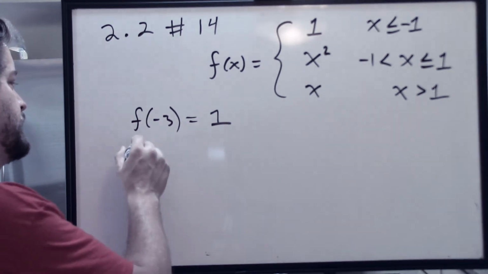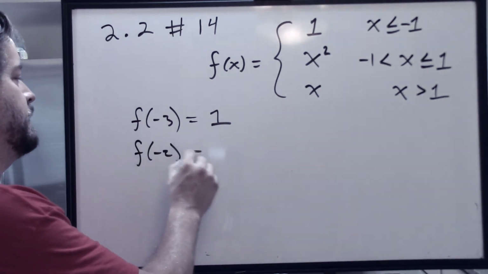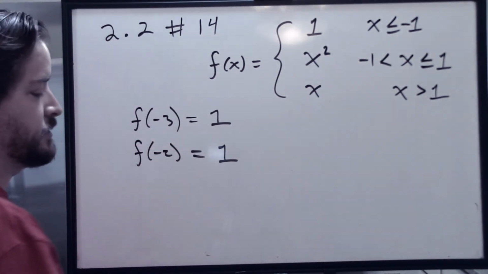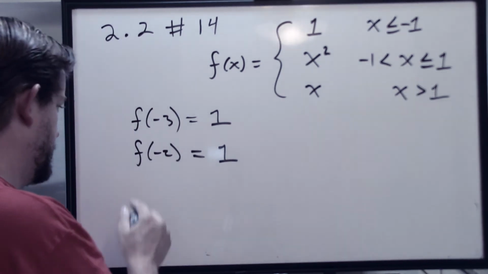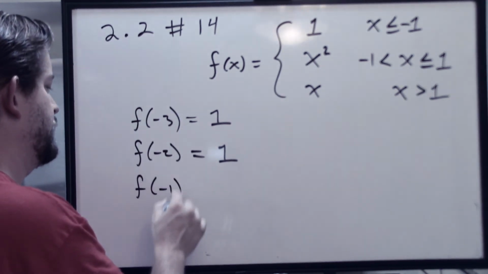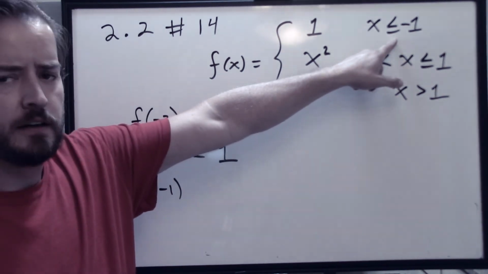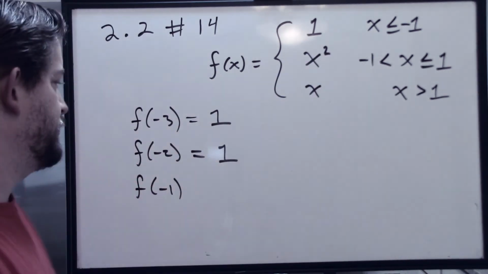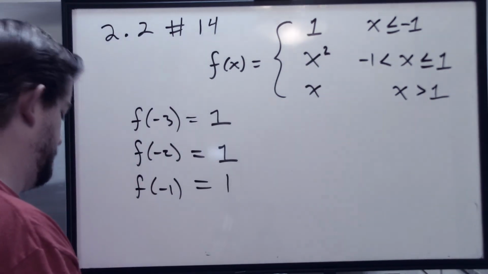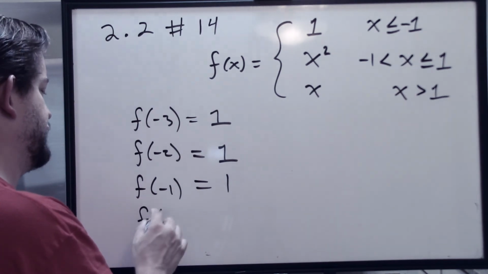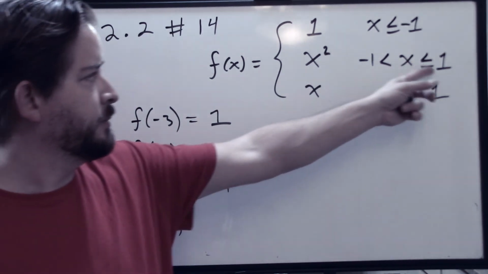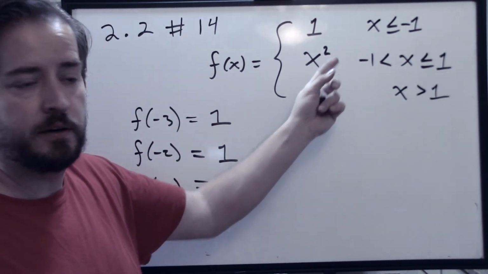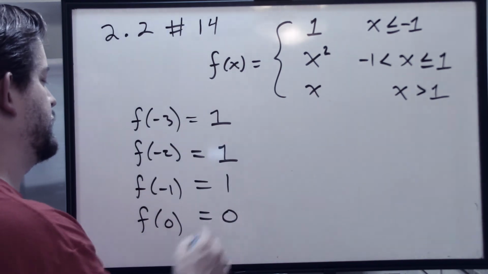Same thing with, say, f of -2. F of -2 also fits this criteria, so it's also 1. What happens when I hit f of -1? Well, it's still valid here. -1 is less than or equal to -1 because it's equal to, and therefore my function is 1. But once I hit, say, f of 0, it's somewhere between these two, and therefore it's this function, 0 squared, or 0.